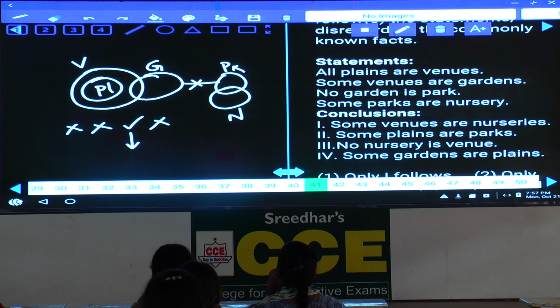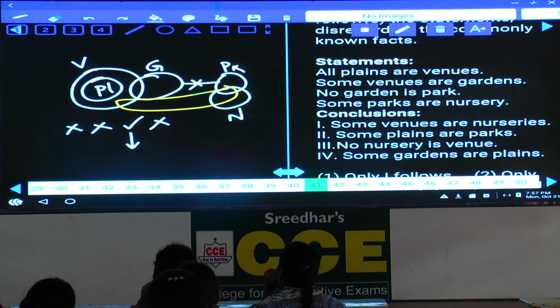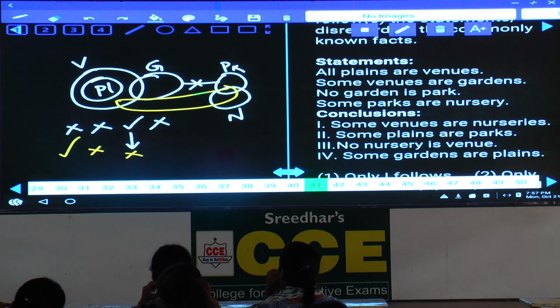To make this one false, now we need to prove some nurseries are venues. Nursery and venue, tell me whether we can draw like this or not. Yes. Hence alternate diagram proven, previous conclusion will be false. Then after making the previous conclusion false, we need to check out the affirmative that was false in the basic diagram. Now some venues are nurseries has become true. And second one, some planes are parks, now also false. And fourth conclusion, some gardens are planes, that is also false.